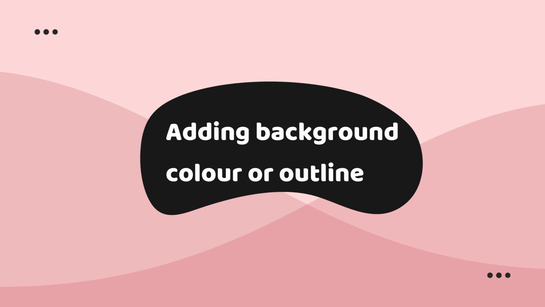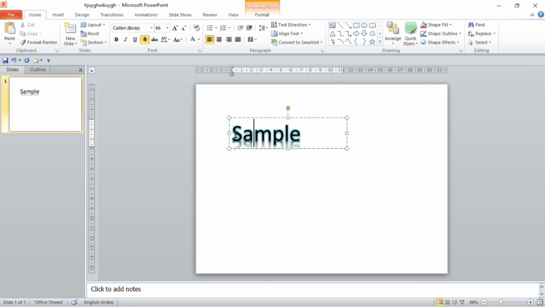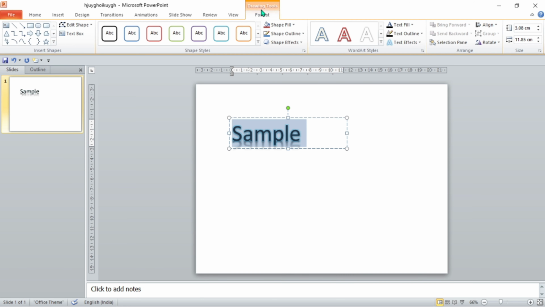Adding background color or outline. In Format menu, go to Shape Fill for background fill. Go to Shape Outline for outline.